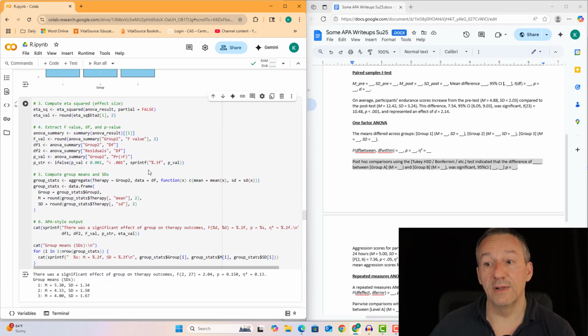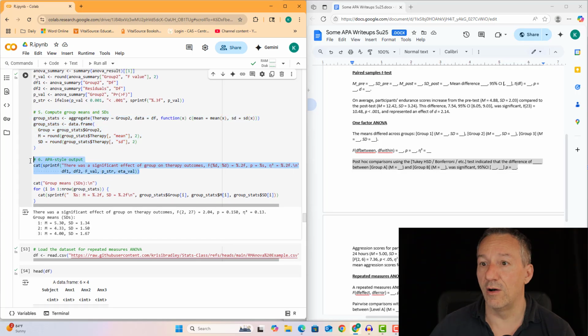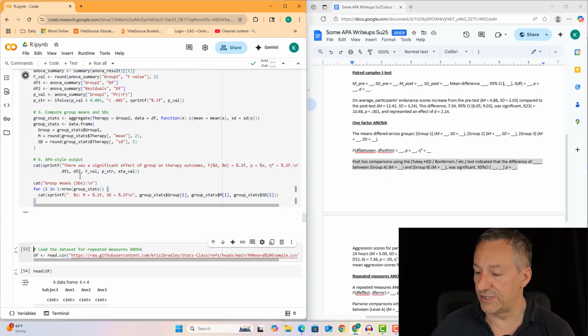Can we put it all together and have it reported really nice and clean in APA style? Yes, we can. This first part is getting our effect size. The next part is getting our F value, degrees of freedom, our P value, our means and standard deviations, and then this is creating all of that in APA style, and then this is going to print that out. Oops, not quite in the right place. There we go. Shift enter.